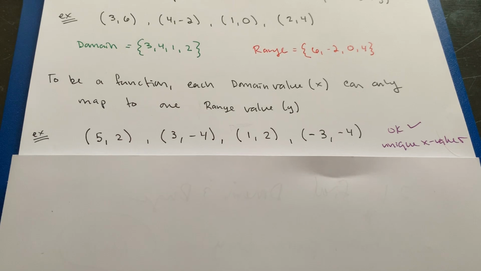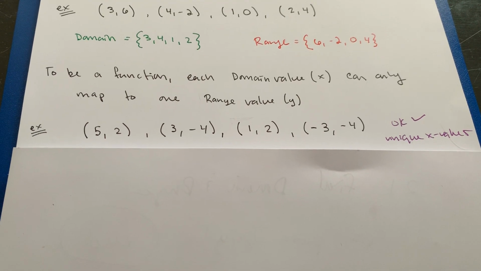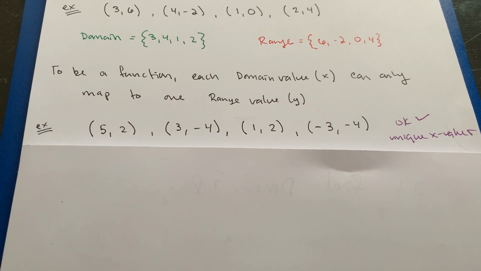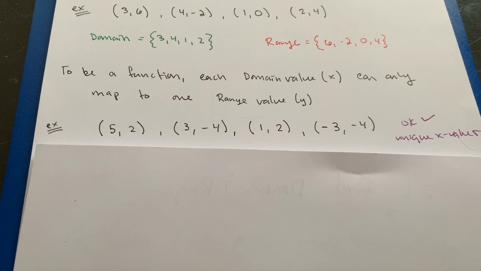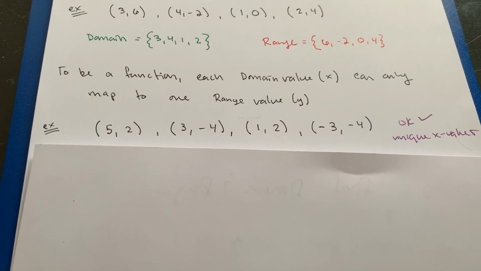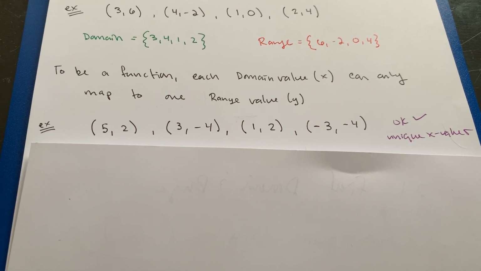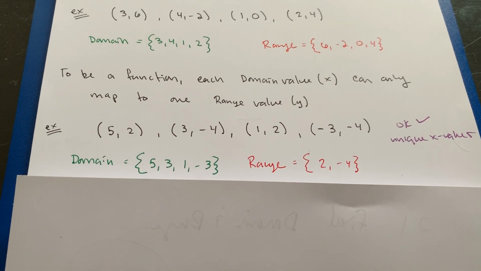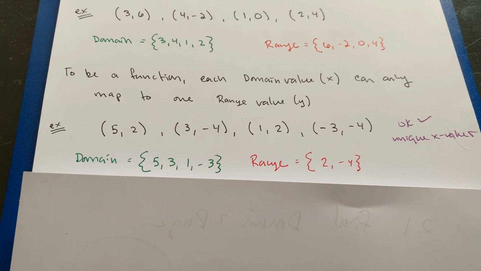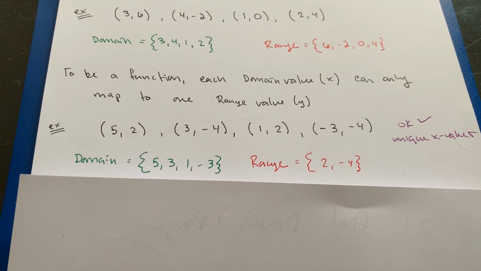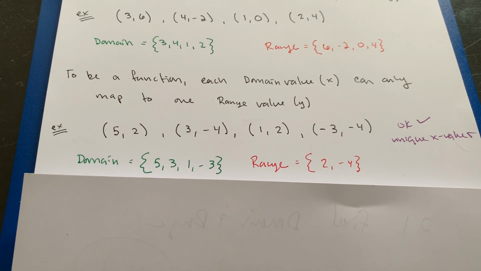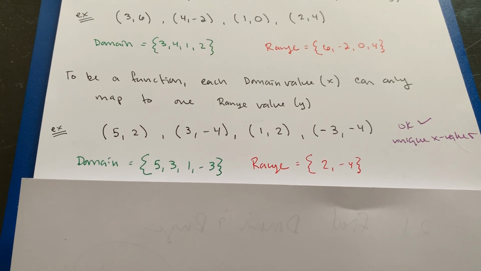So if I listed another set of values here, pairs (5, 2), (3, -4), (1, 2), (-3, -4). This is okay. This is still a function because all the x values are unique: 5, 3, 1 and -3. There are some repeats in the y values. The range values here, I am doubling up. 2 shows up twice and the -4 shows up twice.